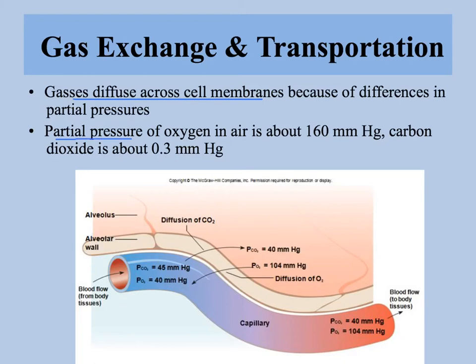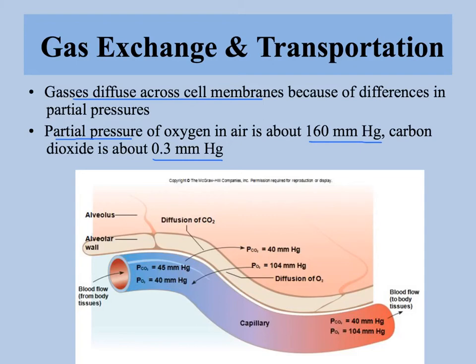And in the air, oxygen represents about 160 millimeters of mercury, whereas carbon dioxide is about 0.3 millimeters of mercury. So gas will move down the concentration gradient. We're talking diffusion here, and so things will always move from high to low.